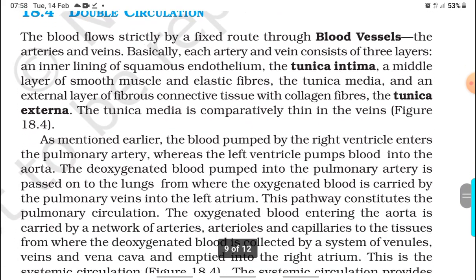Double circulation. The blood flows strictly by a fixed route through blood vessels, the arteries and veins. Basically, each artery and vein consist of 3 layers: an inner lining of squamous endothelium, the tunica intima, a middle layer of smooth muscle and elastic fibers, the tunica media, and an external layer of fibrous connective tissue with collagen fibers, the tunica externa. The tunica media is comparatively thin in the veins.